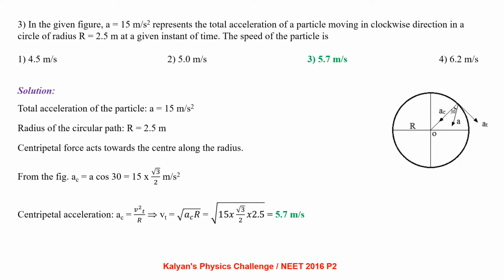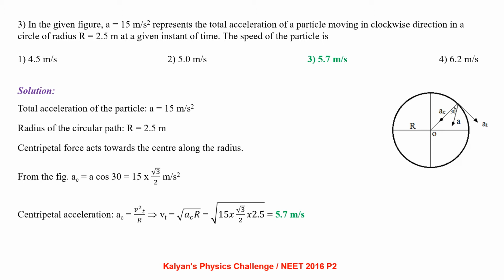When a particle is moving in a circular path, it has two accelerations. One is a centripetal acceleration responsible for taking the particle into the circular path by changing the direction of velocity continuously. The centripetal acceleration acts towards the center along the radius. That's why it is also known as radial acceleration. Another one is tangential acceleration, which is responsible for increasing the speed of the particle. So it is in tangential direction to the circular path.